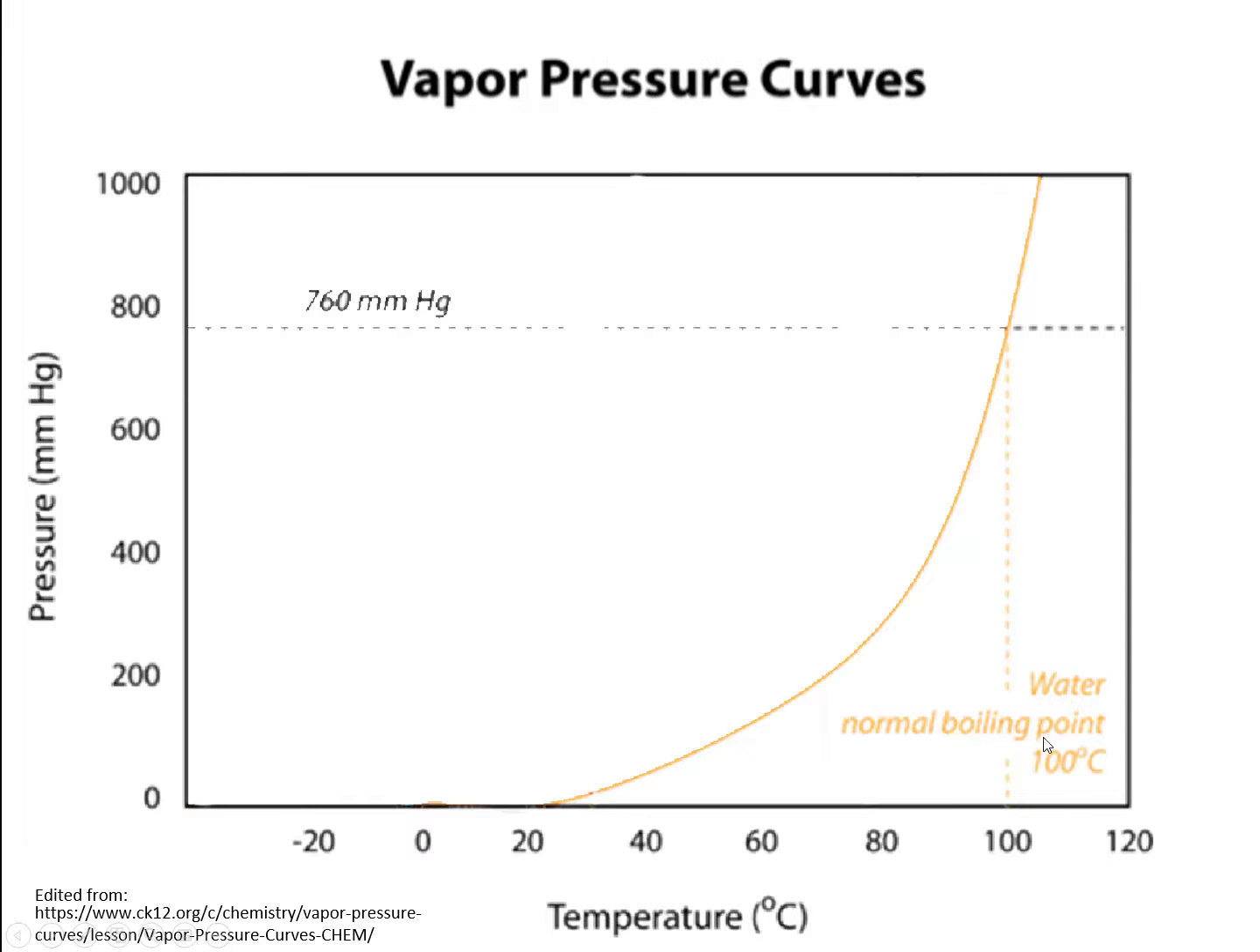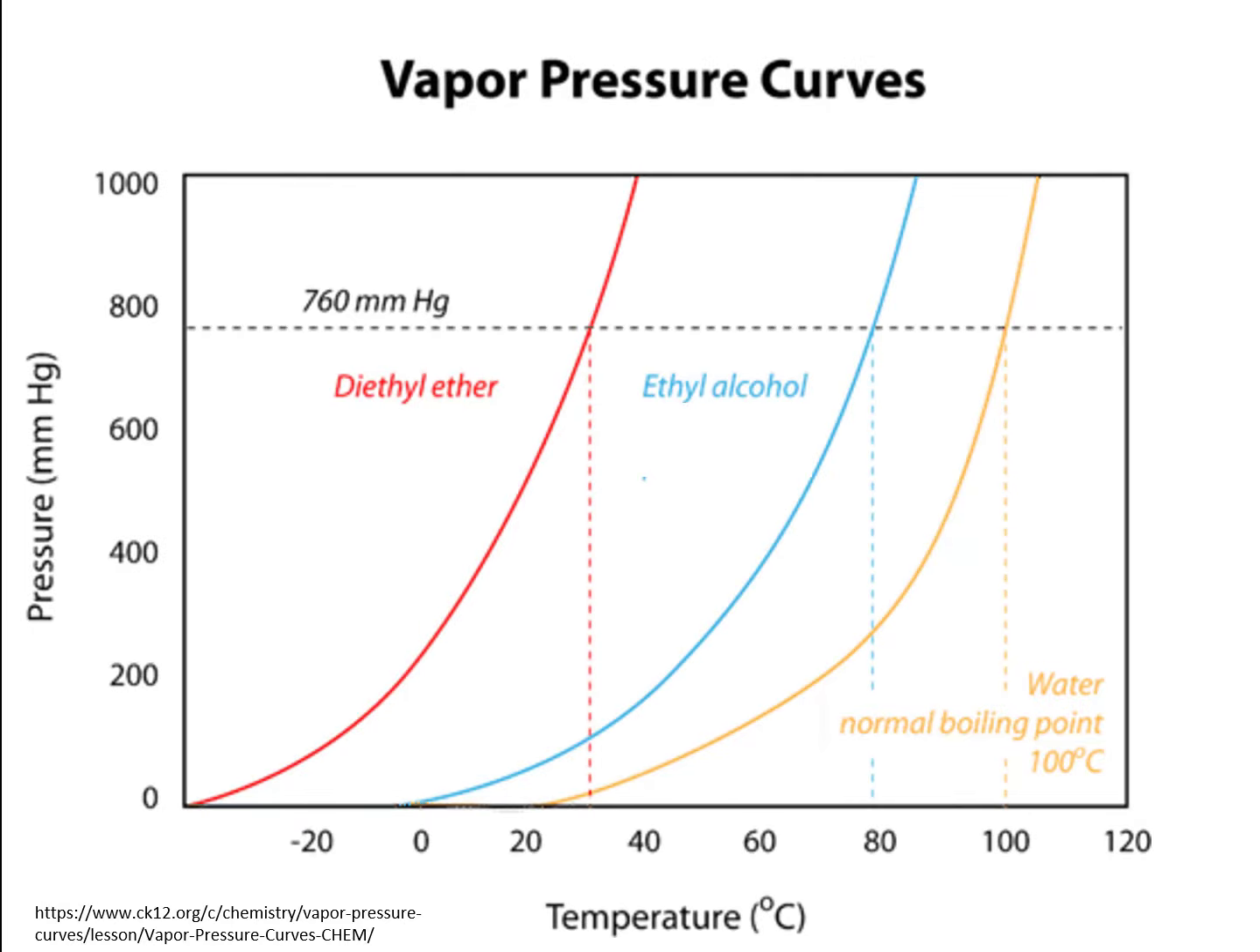And that happens for water right at 100 degrees, and so you probably already know that the boiling point of water is 100 degrees Celsius. And so we can actually look at that with other molecules. So for example, we have diethyl ether. What we see is that it has a much higher vapor pressure at any given temperature than ethyl alcohol, which has higher vapor pressures than water. And so usually these things sort of follow curves with each other.